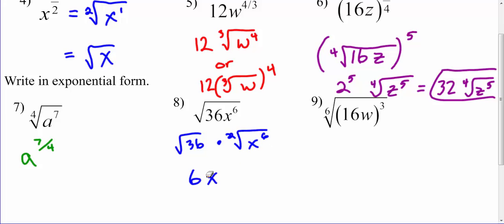And then what I can do is say, well, this is x to the power of 6, the root of 2, so that's 6/2, and we know 6 divided by 2 is 3. So that is 6x cubed. And you may think of different ways to simplify it other than what I just showed you.